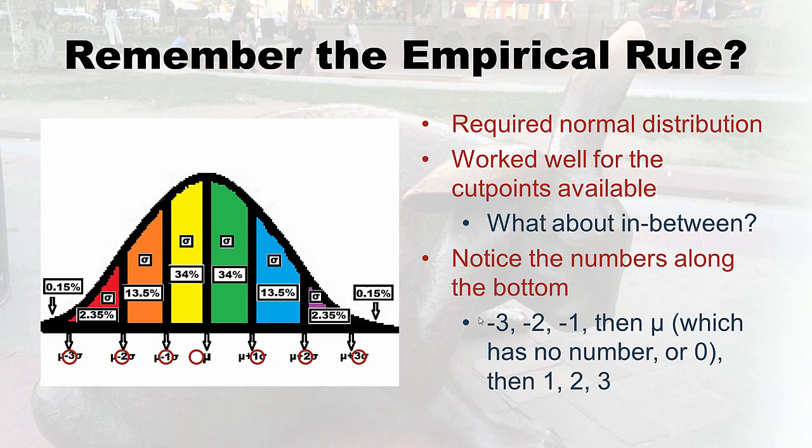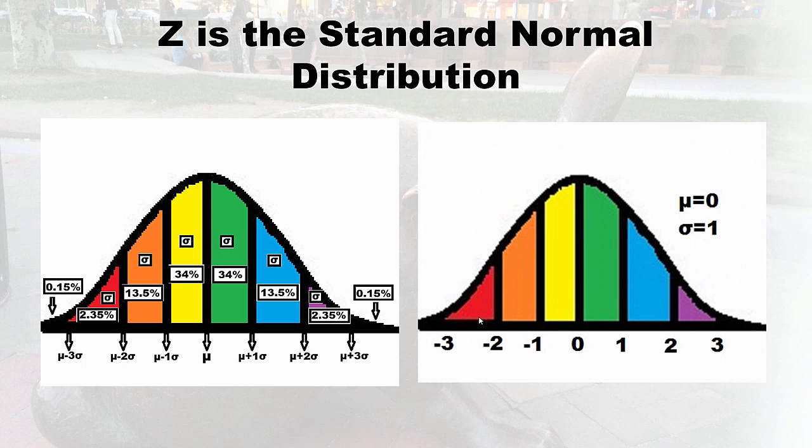I wanted you to notice in this empirical rule diagram these numbers at the bottom. I just circled them: -3, -2, -1, and then mu doesn't have a number, so pretend there's a 0 there. And then there's 1, 2, and 3. That is the standard normal distribution, and that is also called Z. So these numbers are Z-scores. See the green area? 0 is the Z-score on the lower limit of that, and 1 is the Z-score at the upper limit of the green area. You can see that for this whole curve, the standard normal distribution on the right, the mu is 0 and the standard deviation is 1, and that is what a z-score is.